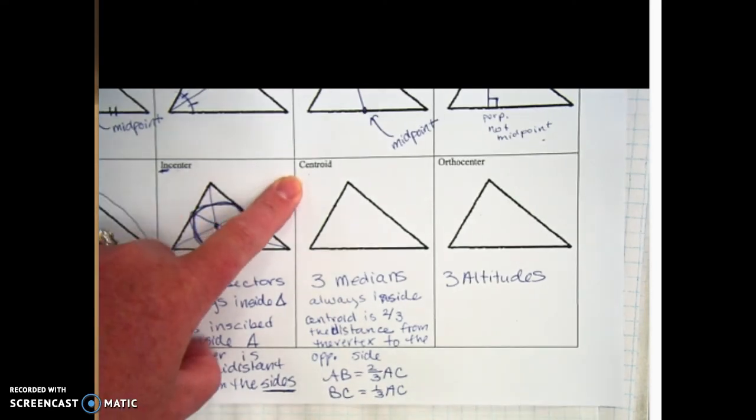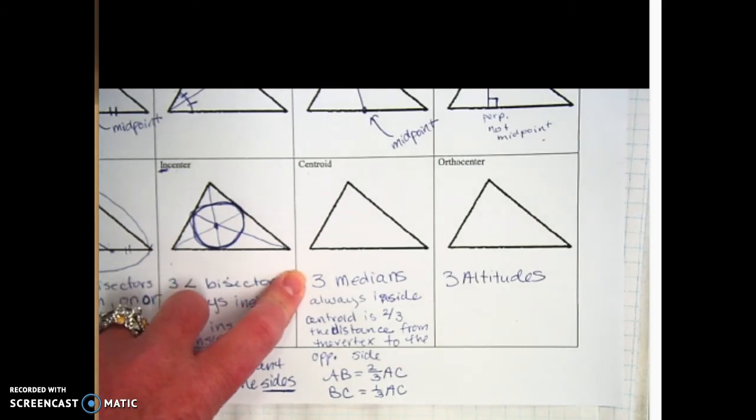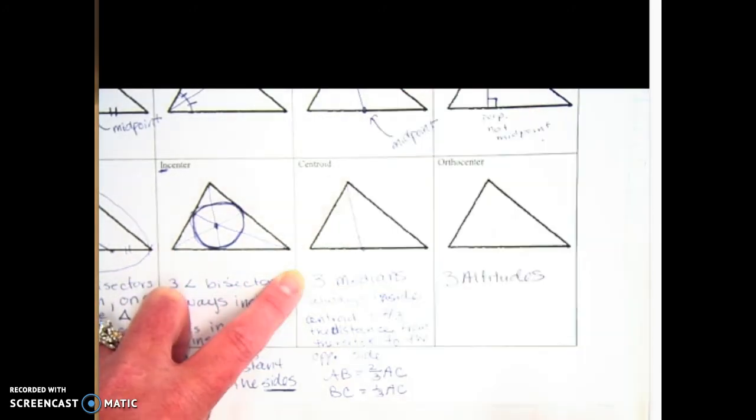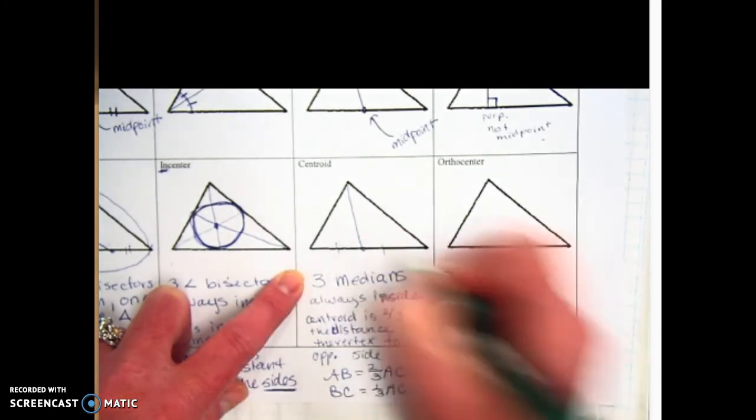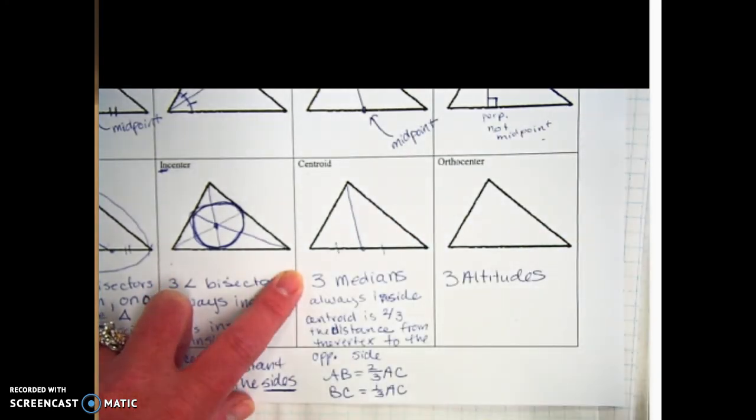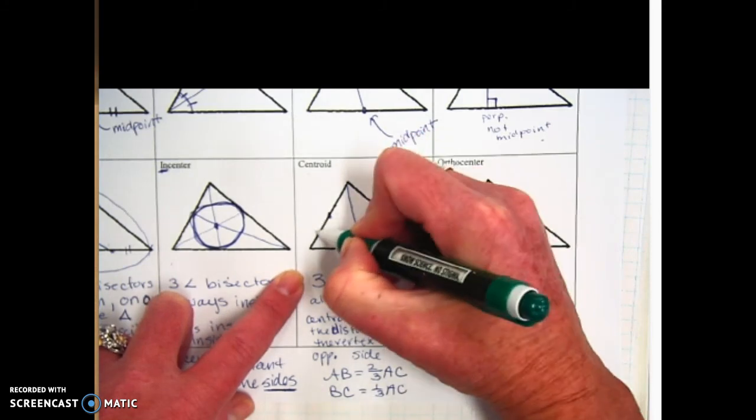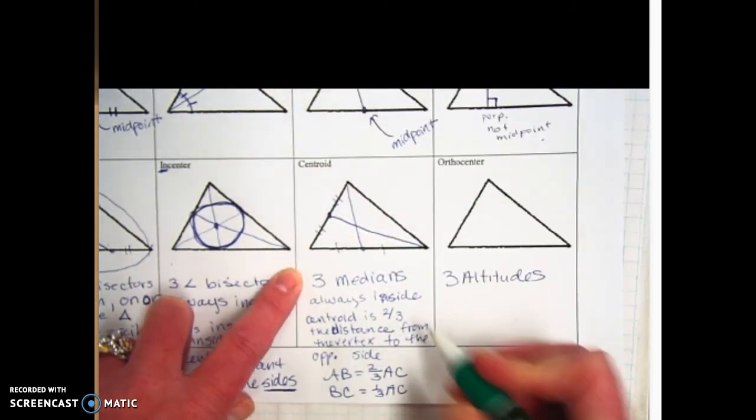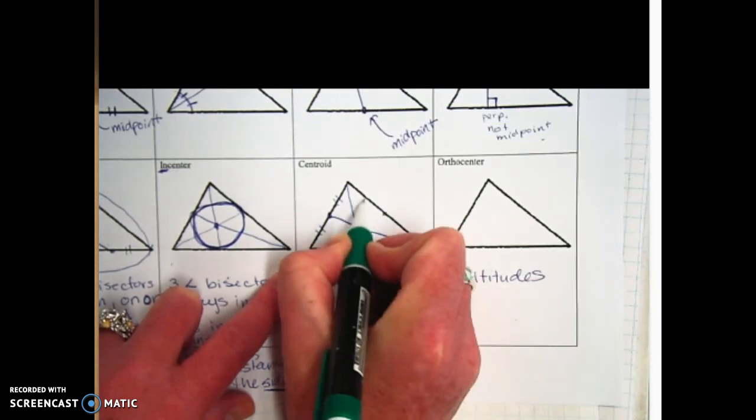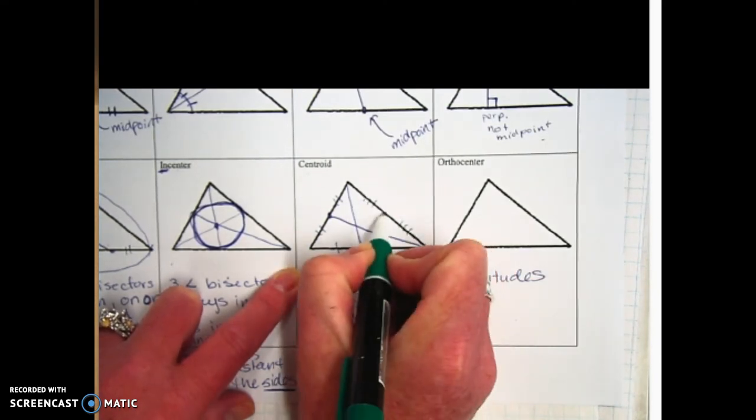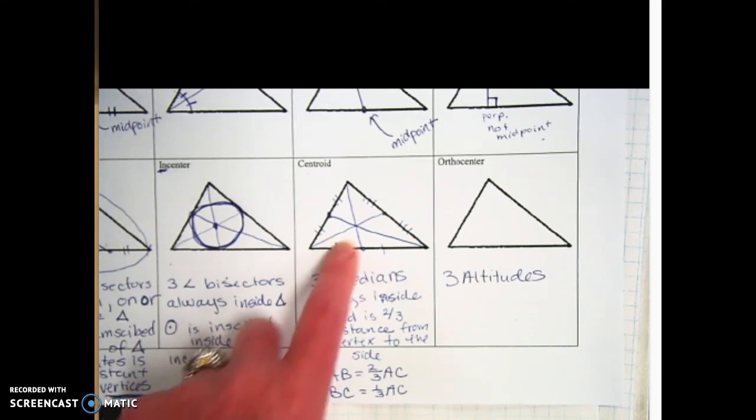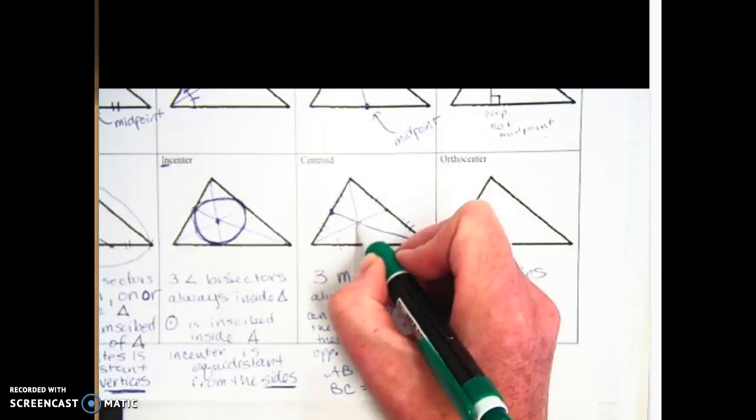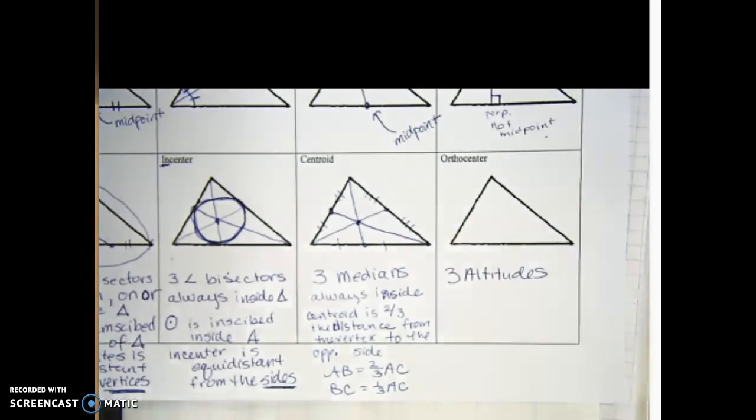So if the centroid is 3 medians, you're going to go from the midpoint to the opposite vertex, where those 2 pieces are congruent. And you'll end up doing it on all 3 sides. So that's going to go to the opposite vertex and the midpoint of this side. To the opposite vertex. Notice they all are concurrent. They all intersect right here. This is called the centroid.